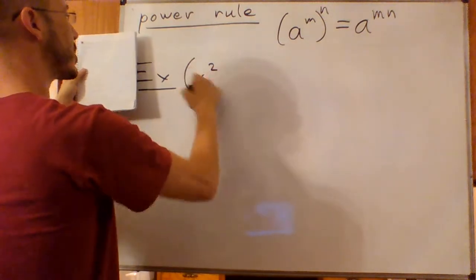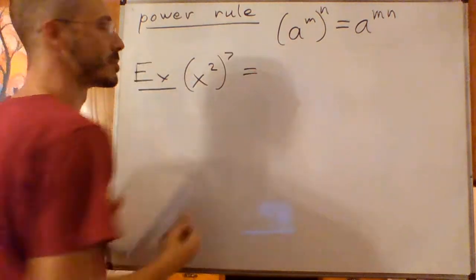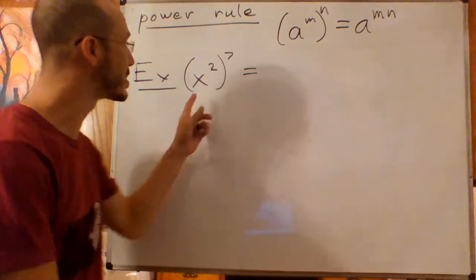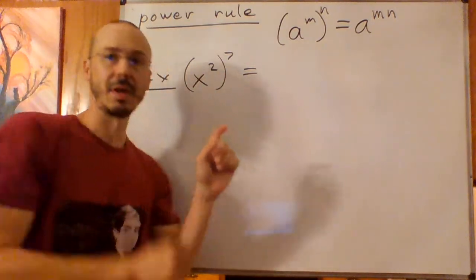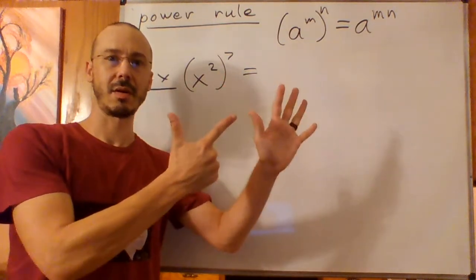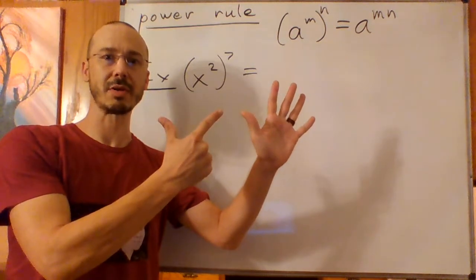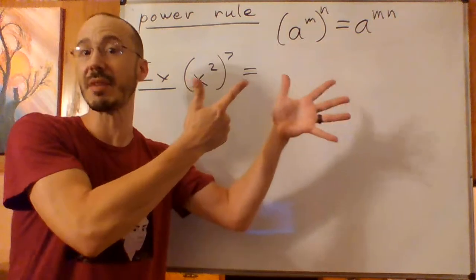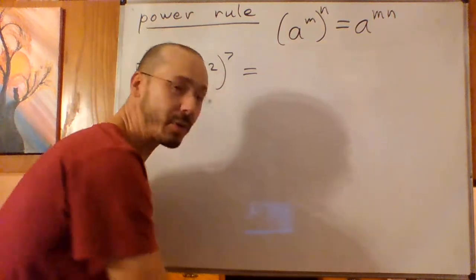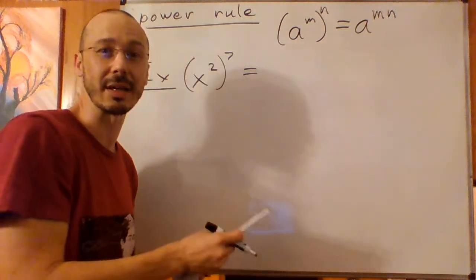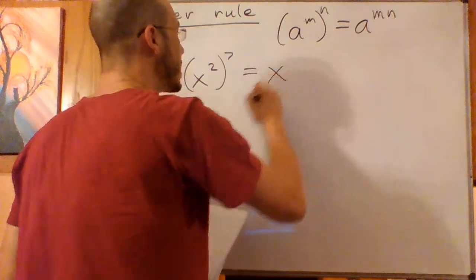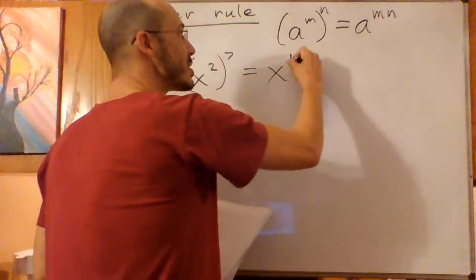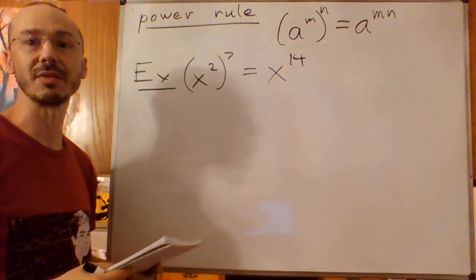x squared to the 7th. What it means is x squared times x squared times x squared times x squared times x squared times x squared times x squared. It's 7 factors of x squared. But I don't have to write that or do anything like that. All I have to do is multiply those powers to get 14, x to the 14th.